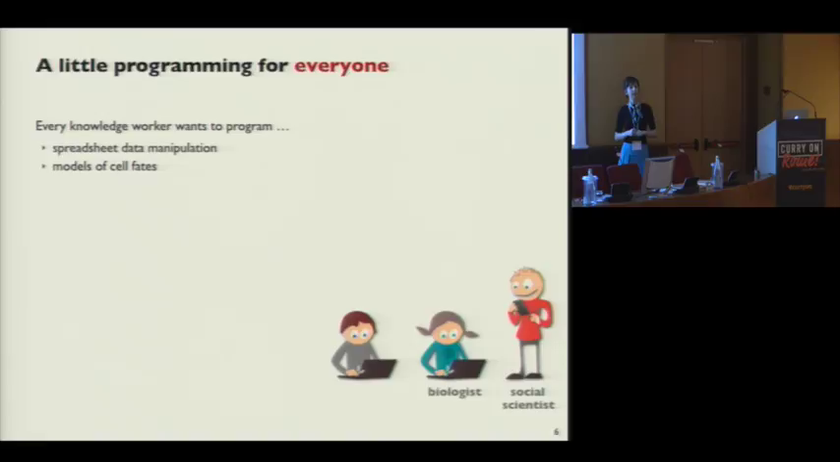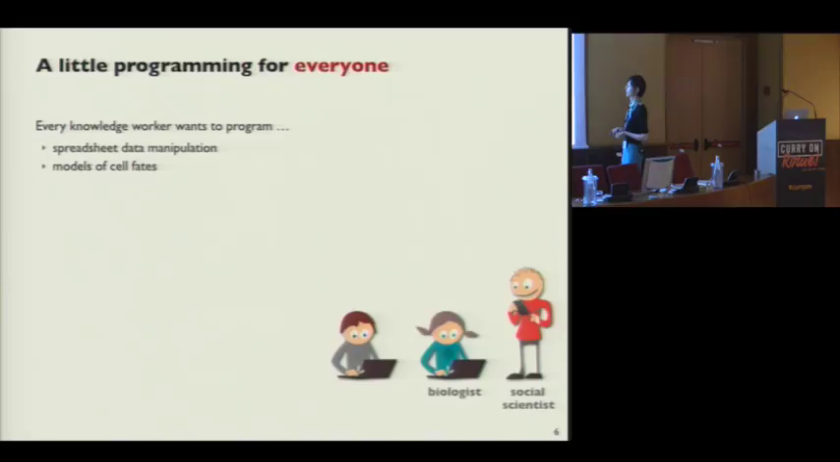Instead, they would like to give a computer a set of input-output examples. Here is a mutation that I applied to an organism. Here's what happened to it. What is a computer model? What program that describes what's happening in the cell explains these hypotheses? So here, synthesis is also relevant. Biologists would like to have synthesis tools that can answer such a question for them.